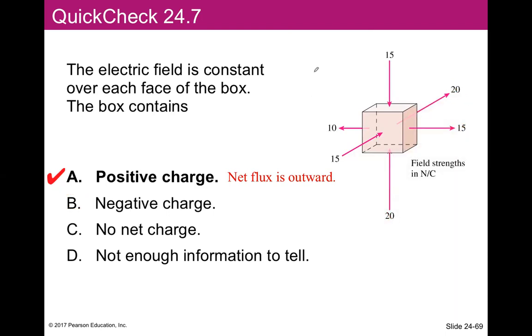Erase pen. Okay, let's do it again. Now, this is going in 15. This is going out 15. So they canceled. This is going out 20. Here is going in 20, canceled. So here is going in 15, going out 10. So the net flux is going in. Then it's negative. It's a negative flux. So the net charge should also be negative. So this is wrong. The answer on the slide is wrong.